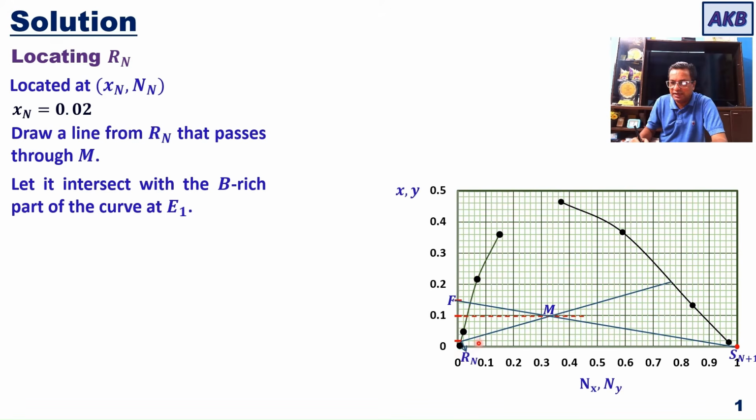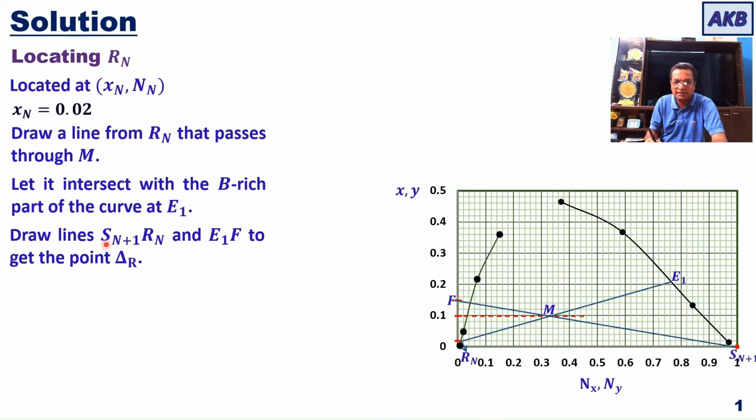So I'll draw a line from Rn. I will allow it to pass through M, and then I will allow it to intersect with the B reach part of the curve, and now I will call this point E1. Then we will be drawing two lines. One is Sn plus 1 Rn and the other is E1F, and we will allow these two lines to intersect with each other, and the intersection point will be the difference point, that is delta.